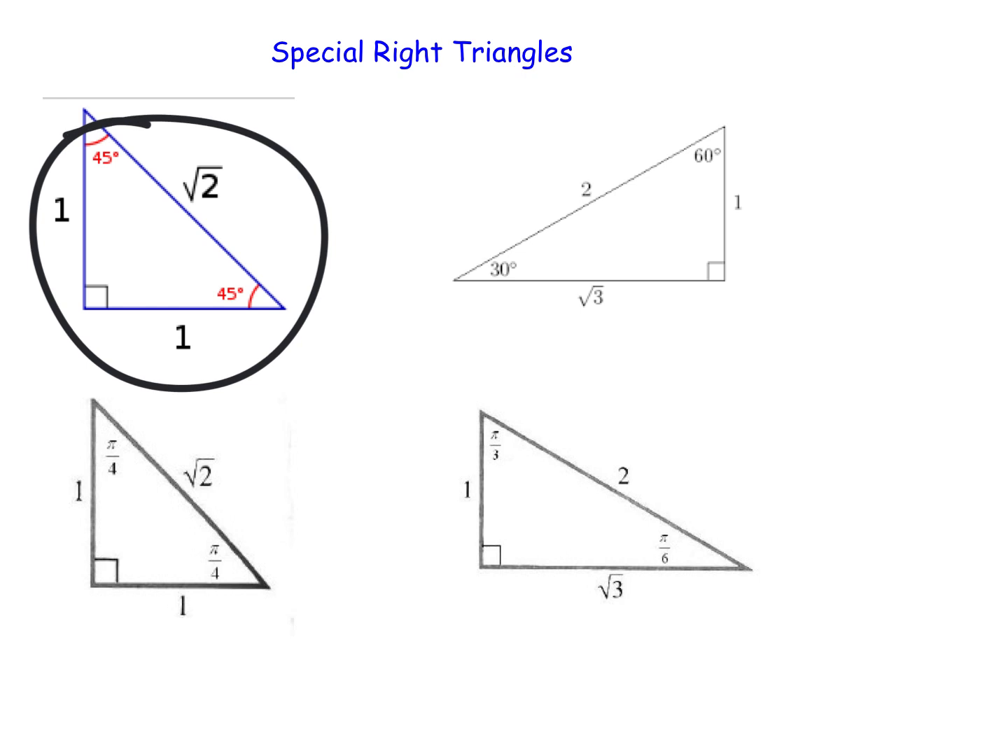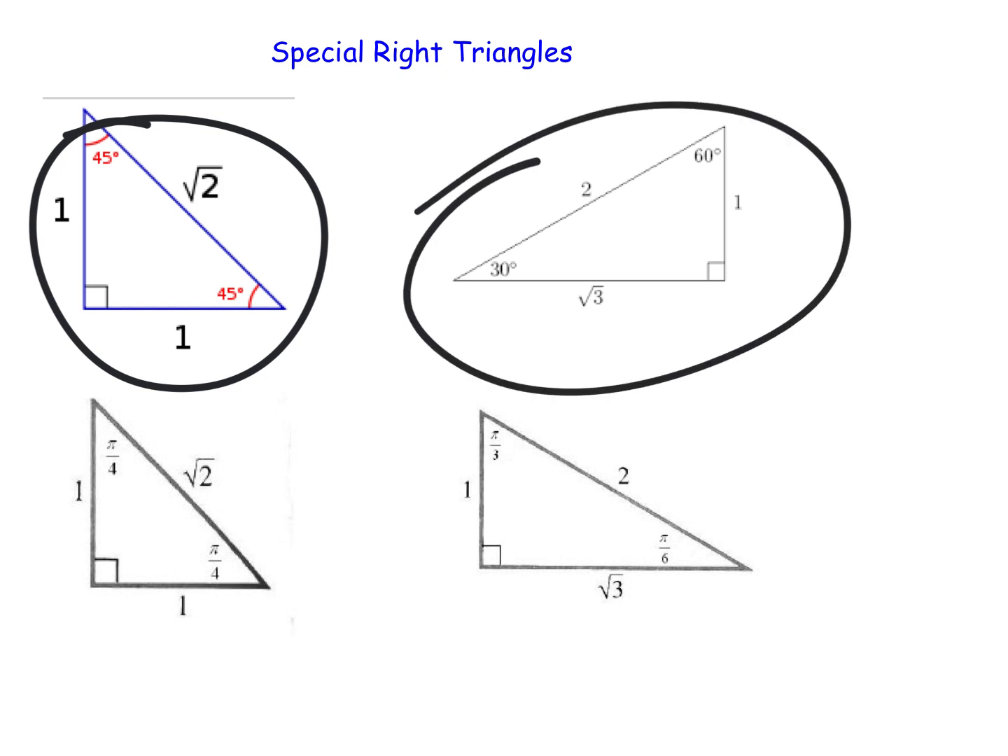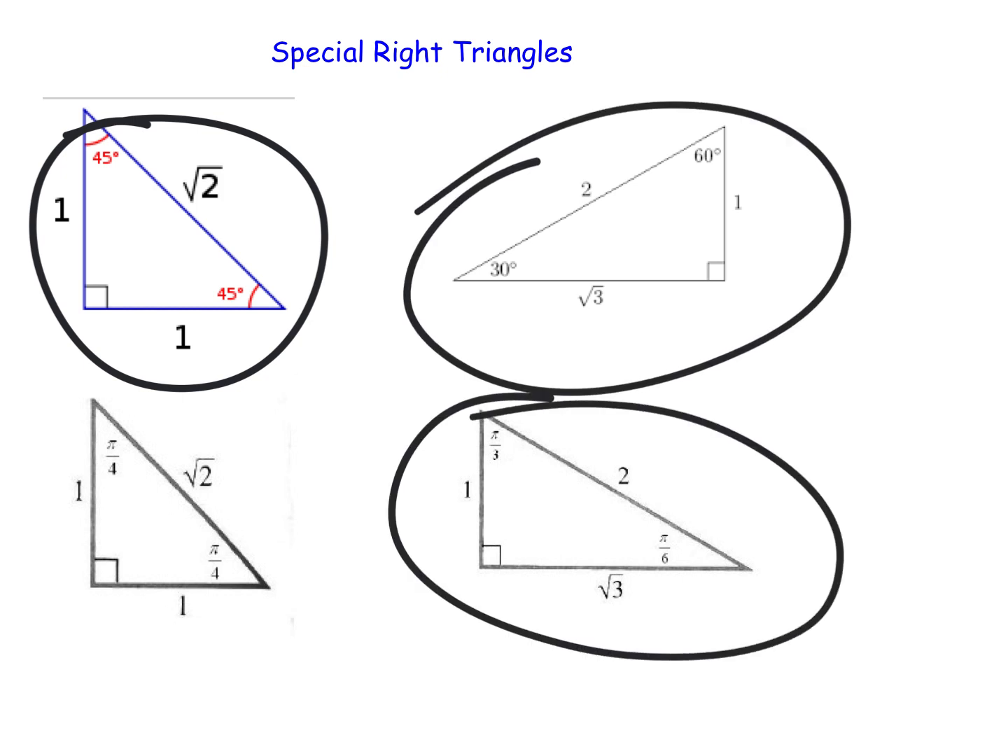1, 1, root 2, right? You got those down, don't you? All right. And this one, 1, 2, and root 3. And then what's different about these? They just have, instead of 30, pi over 6. And again, I hope you already know that one. And I hope that 60 goes with pi over 3 in your head.